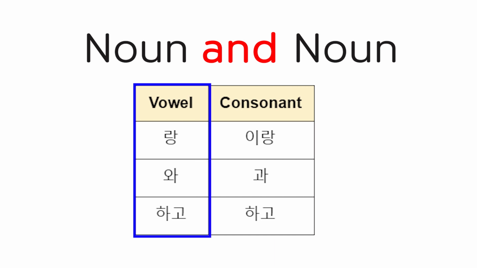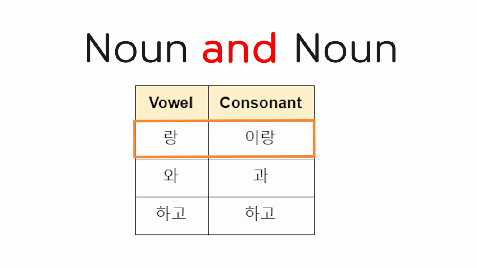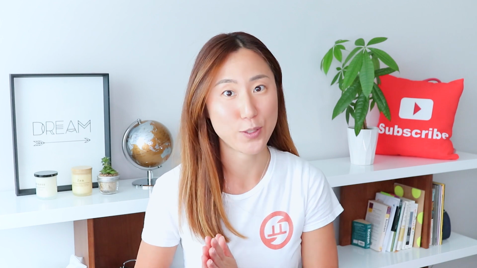When the noun ends with a vowel, you're gonna use 랑, 와, and 하고. When a noun ends with a consonant, you're gonna add 이랑, 과, and 하고. So remember that 랑 and 이랑, they are one family. And second row, 와 and 과, that is the second family. The third family is 하고 and 하고. It doesn't really change with what the noun ends with.